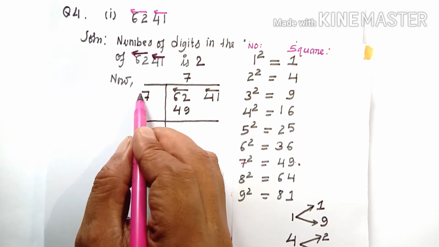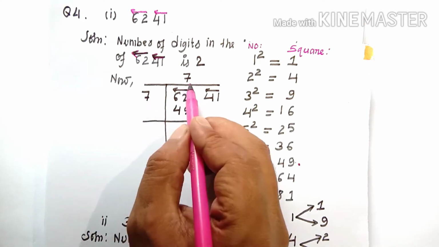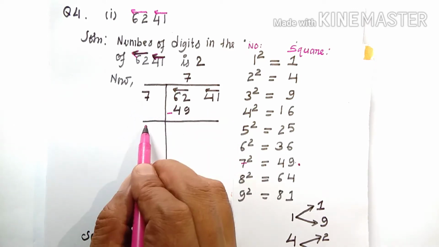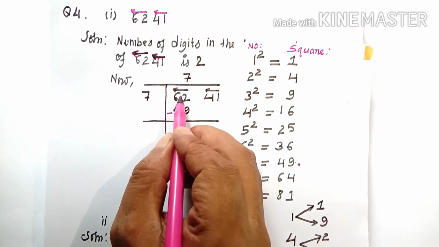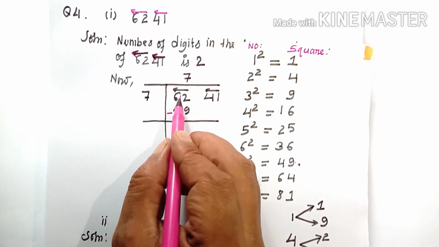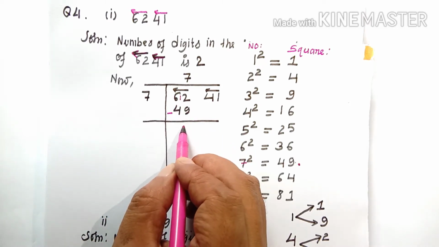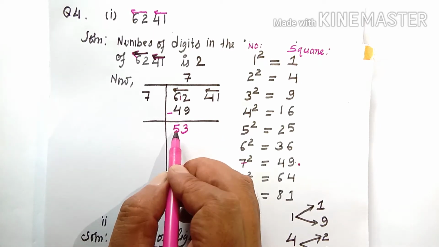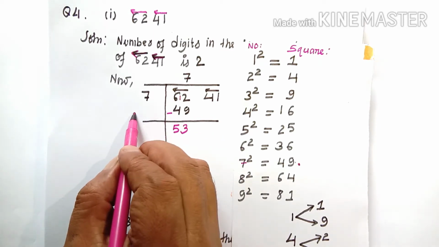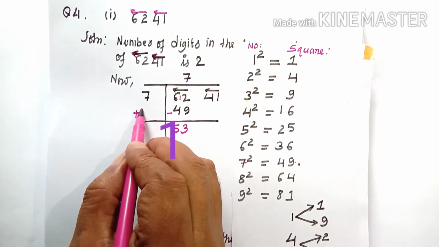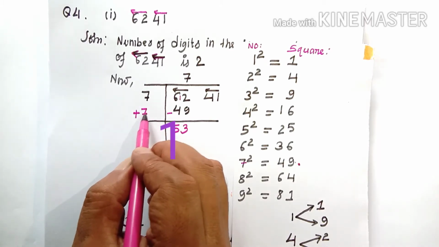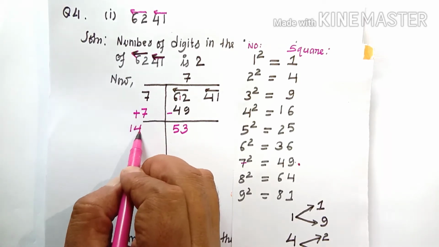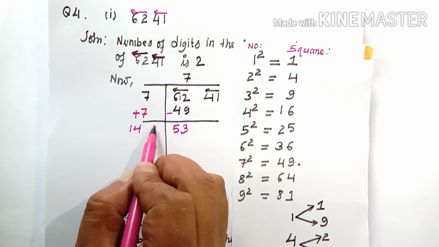So you'll have to take 7 at the divisor place and the quotient place. So 7 square is 49. After that, we need to subtract. So we can borrow here, it becomes 12. 12 minus 9 is equal to 3. So here it will be 5. After that, at the divisor place, you'll have to double it. One more 7 you'll have to take here. So 7 plus 7 is equal to 14. Remember that here you'll have to leave a blank.